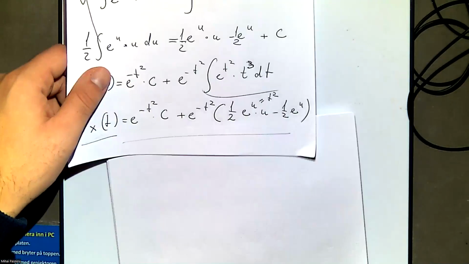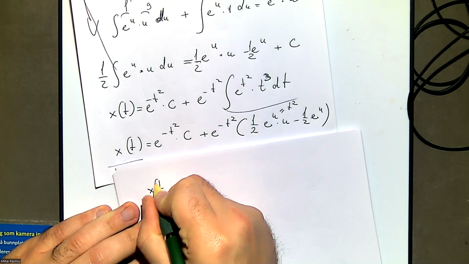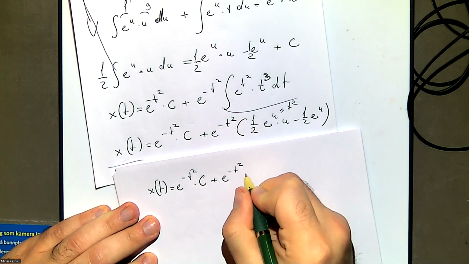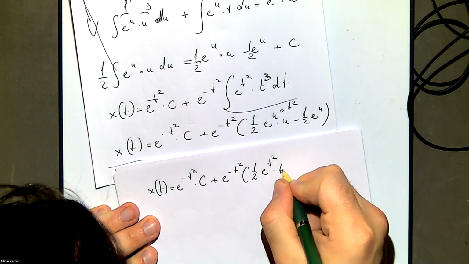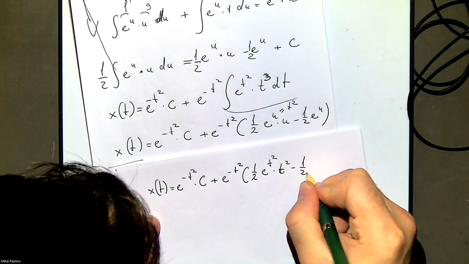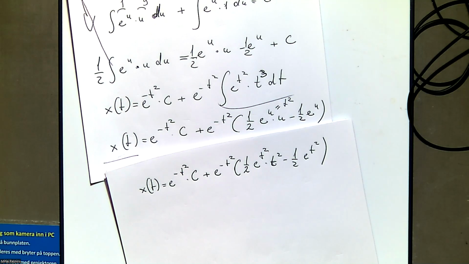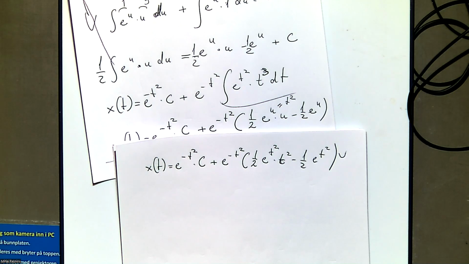So my final answer is x of t equals e^(-t²) times a constant plus e^(-t²) times (1/2 e^(t²) times t² minus 1/2 e^(t²)). If the problem only asks you to solve, then you can just leave it like this. Can you make it look nicer? Sure. Do I care to make it look nicer? Not for now, at least. If they just ask you to solve this, you're done. Okay?